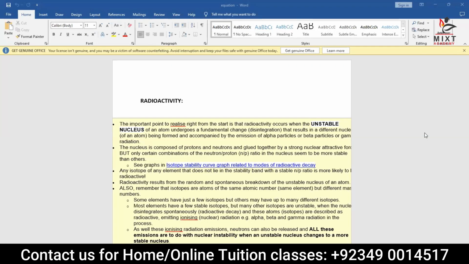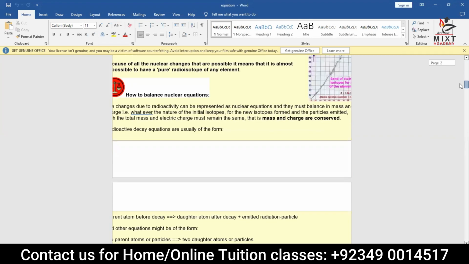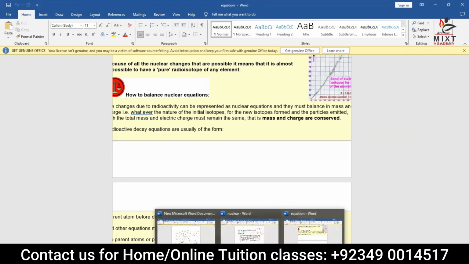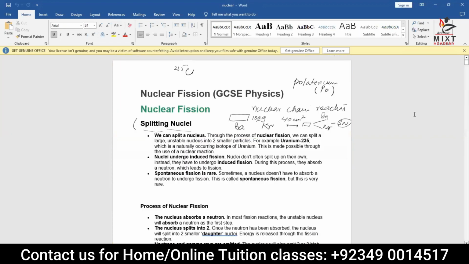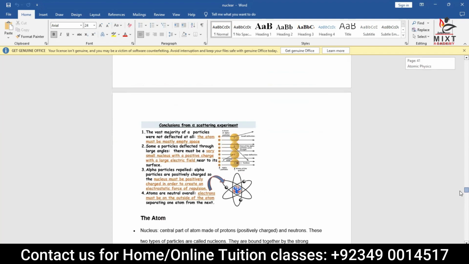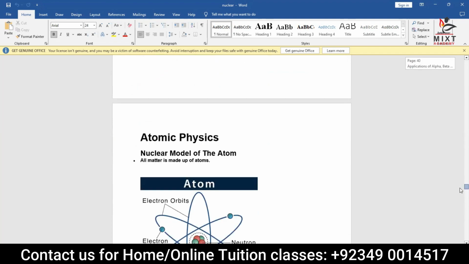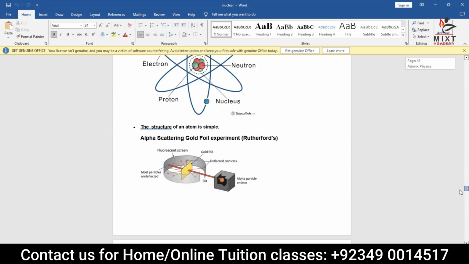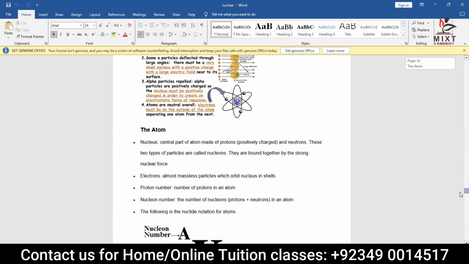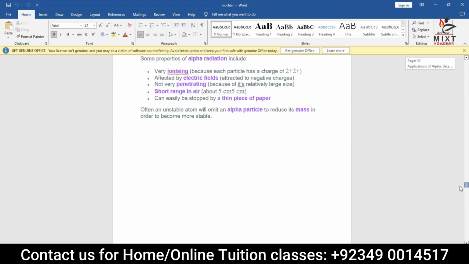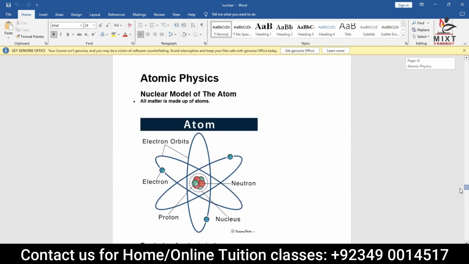In the last class, we have done a few things. Let's quickly review it. There are a few things here, and what are those? Let me just come to this page. First of all, what is an atom in this? Because we are talking about atomic physics.